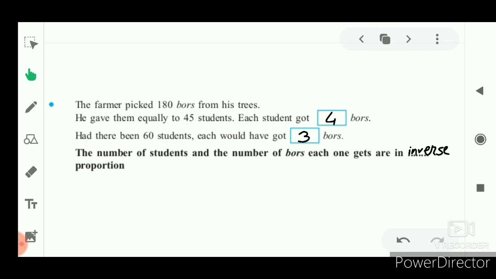So here we have seen the introduction of inverse proportion. In the next video we will see the exercise of inverse proportion.